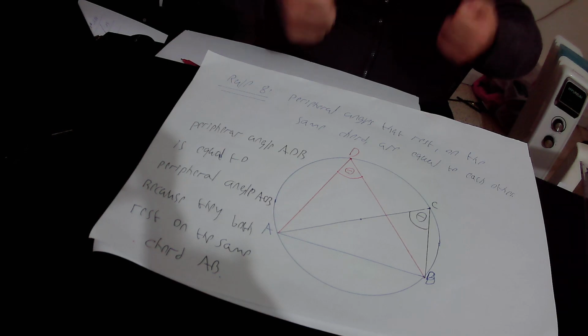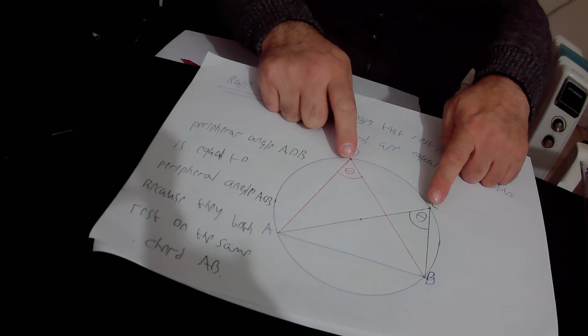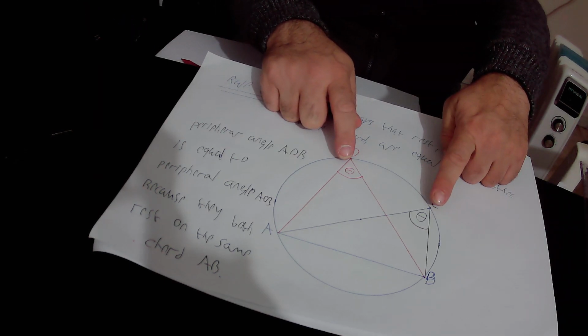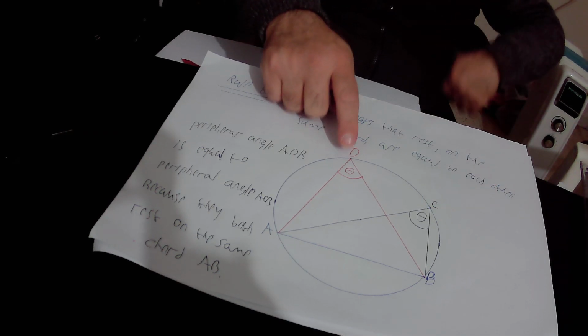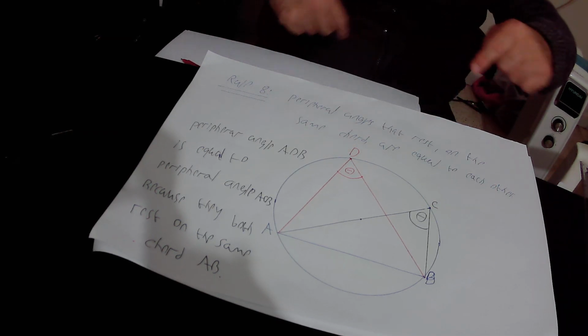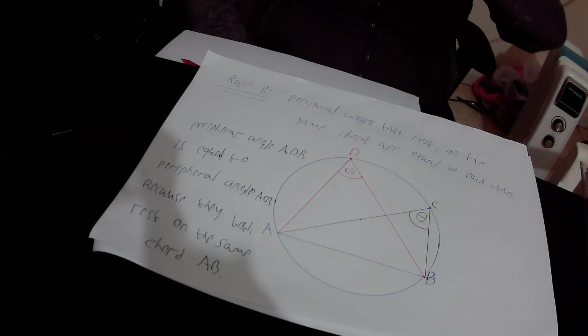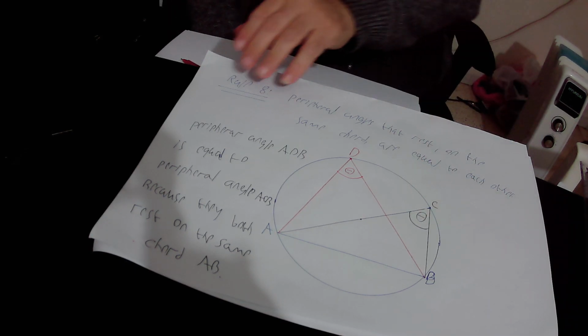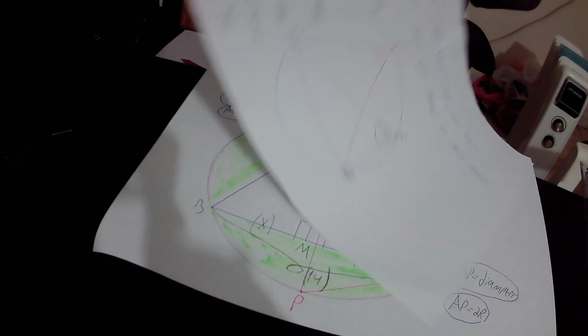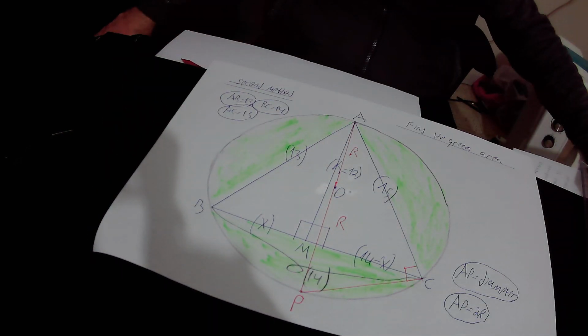So because those two peripheral angles rest on the same chord AB, they must be equal to each other. That is to say, if this peripheral angle ADB equals theta, then the other peripheral angle ACB must also equal theta. So you can actually implement rule number 8 in our drawing.